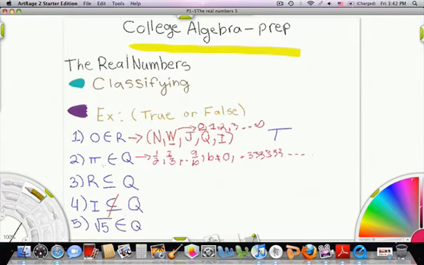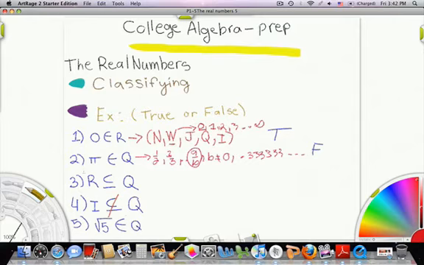So we have a non-repeating decimal that goes on forever, and that is neither of these. This is a decimal that repeats forever, and this is some form of a fraction, A over B, where B is not 0, and pi isn't one of either of these. So we could say that the statement that pi is in the number set of rational numbers is a false statement. So we could just denote the letter F.